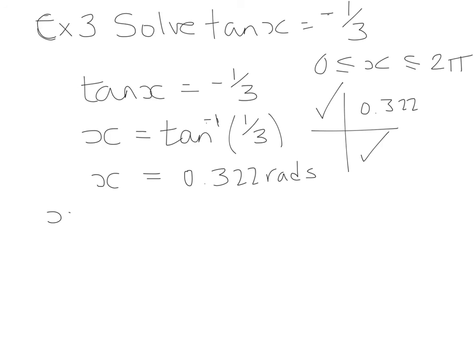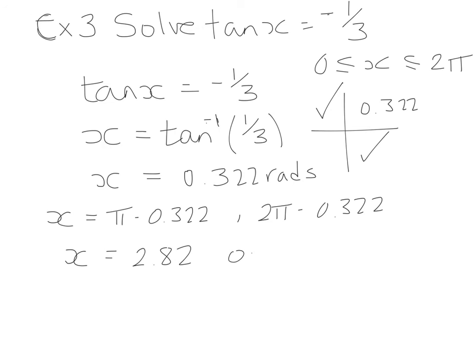So using that CAST diagram, the second quadrant will be pi minus this decimal, pi minus 0.322, and on the fourth quadrant it will be 2 pi minus 0.322. And when we work that out, we get 2.82 or 5.96 radians.